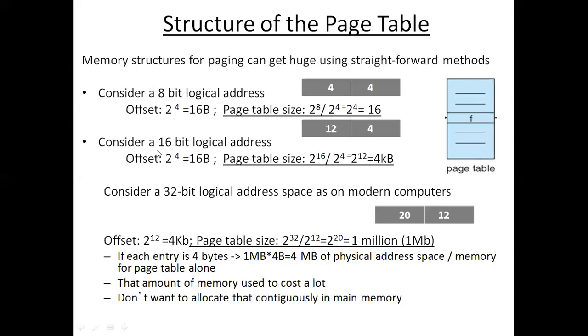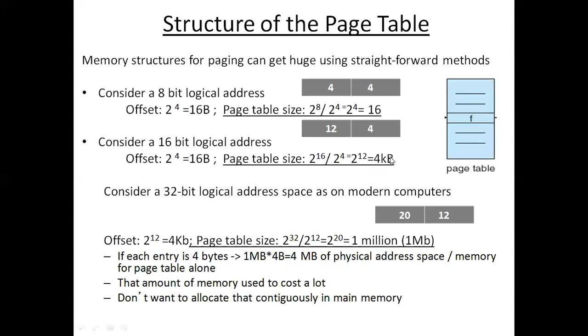Now let's move to a 16-bit logical address, considering the page size is 2 to the power of 4. So what is the page number size? It is 2 to the power of 12, which means almost 4000 entries. So this page table grows from 16 entries to about 4000 if the logical address changes from 8-bit to 16-bit. That is still quite manageable to store 4 kilobytes of data in the main memory to hold the page table.